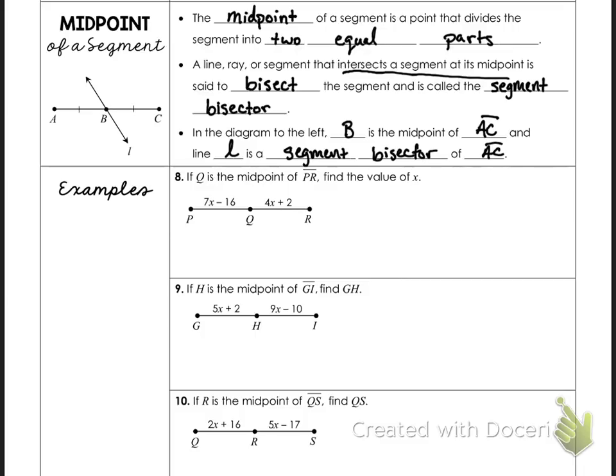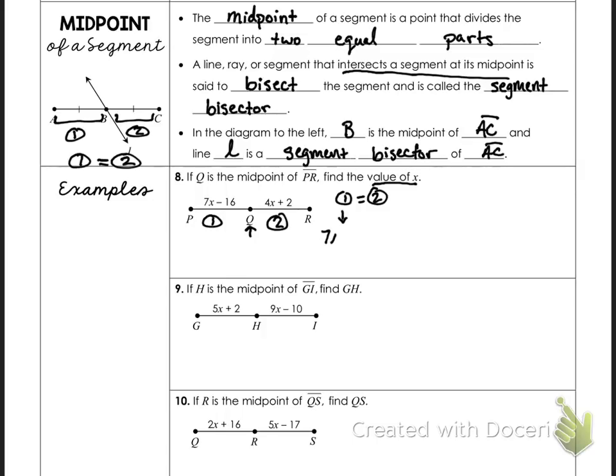Number 8 says if Q is the midpoint of PR, find the value of X. So we're only looking for the value of X. It says that Q is in the middle. So think about midpoints being if A to B is part 1 and B to C is part 2, we know that midpoint problems can be set up by saying part 1 is equal to part 2. So here, our part 1 is PQ, our part 2 is QR.